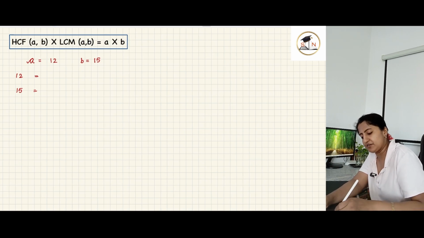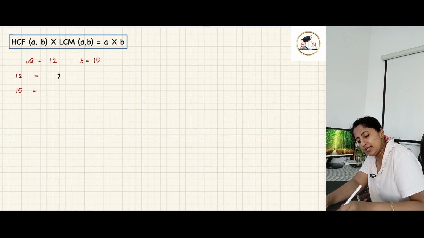First, we will prime factorize. What is 12? 12 can be written as 2 square into 3 and 15 can be written as 3 into 5. So, what is going to be the HCF for 12 and 15?